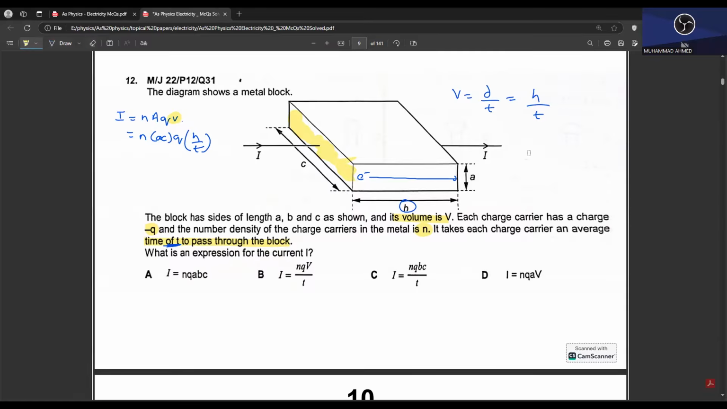Can you realize A into C into h will be equal to what? The volume of the object. NQ, volume of the object divided by time, is your current. B is your answer. Let's further move ahead.